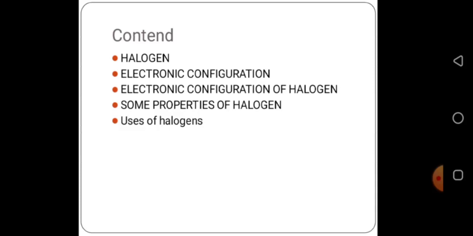Content: we're going to see halogen today, the electronic configuration of halogen, some properties of halogen, and uses of halogen.